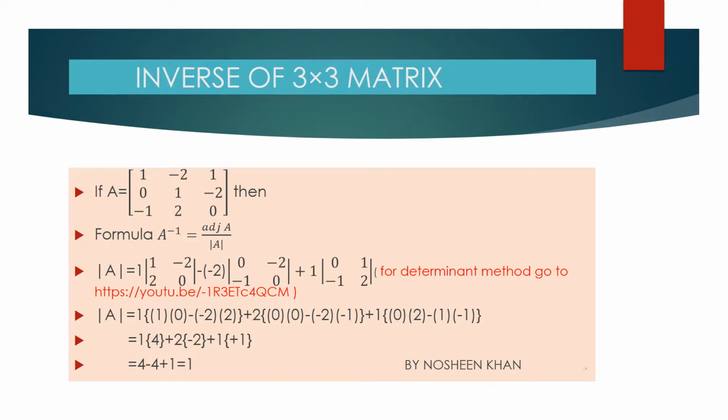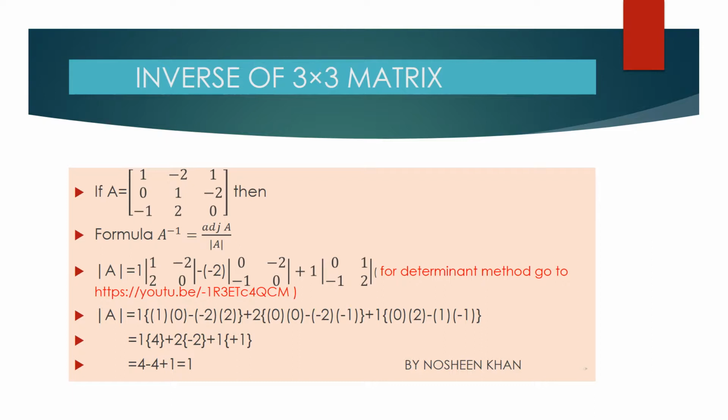Then minus is of the formula and minus 2 is the second entry. Then the row and column in which minus 2 exists, I will neglect, and the remaining values are 0, minus 2, minus 1, 0. Plus 1, the row and column in which this 1 exists, I will neglect, and the remaining values are 0, 1, minus 1, 2. Now expand that by the 2 cross 2 determinant method.